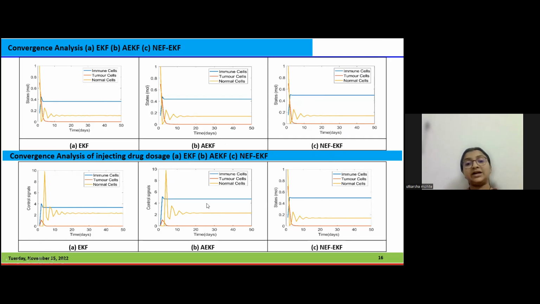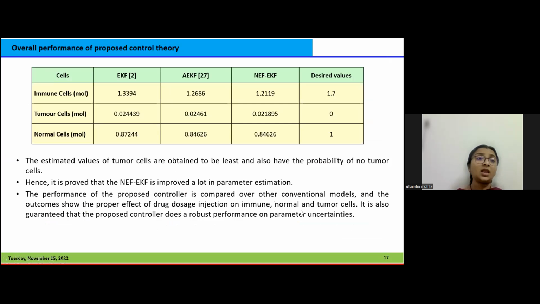When the drug is injected, the body becomes unstable, and due to that, there are some variations. You can find it in the second graphical structures. These are the unwanted disturbances that occur in a particular body. The overall performance of the proposed control theory, that is the amount of drugs, was the first concept. The desired values, we have achieved that concept, the desired value. We have changed our system in such a way that we are trying to move the system towards the desired values. Now you can find it.